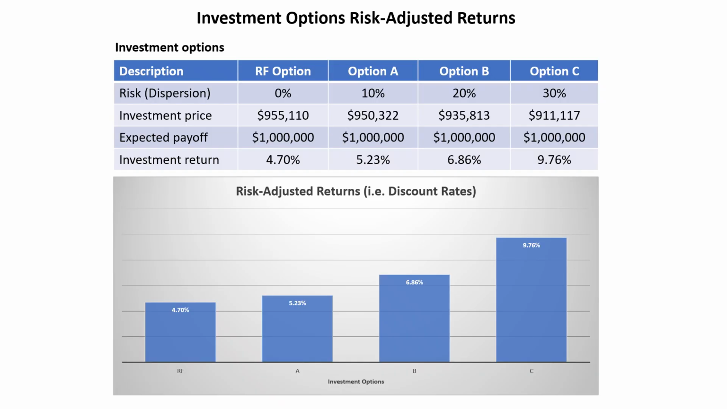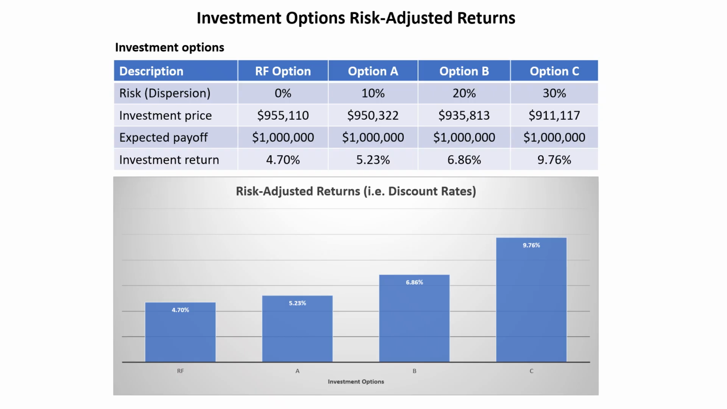So in this slide, we're going to take a look at the investment options' risk-adjusted returns. That table pretty much says it all. We have four investment options, the risk-free one, A, B, and C. And notice that we talked about risk in the previous slides, and we define risk quantitatively as dispersion. For our risk-free option, there's 0% dispersion. Option A is 10%, option B 20, option C 30. So we're going to take the mathematics that we went through for option C and apply it to all our investment options.